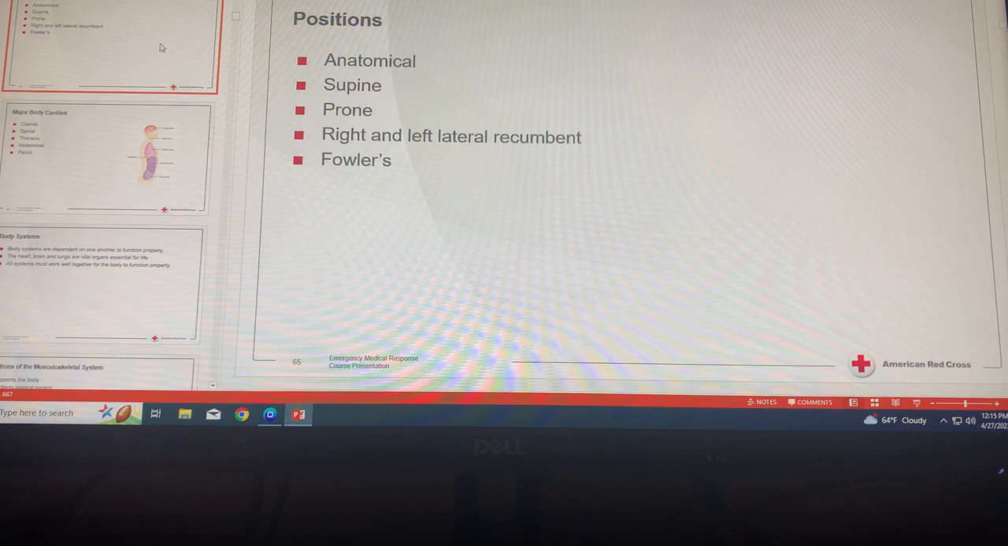The supine position. The patient is lying face up on their back. Prone position. The patient is lying face down on their stomach. Right and left lateral recumbent position. The patient is lying on their left or right side. Fowler's position. The patient is lying on their back with the upper body elevated at a 45-degree to 60-degree angle.